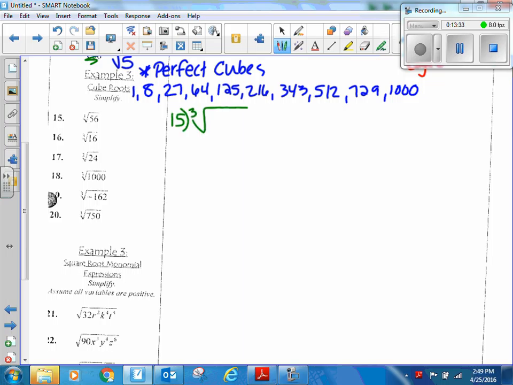I have the cubed root of 56. Well, 56 is not a perfect cube, so I need to think. Again, if you need to, start writing out the factors of 56 and find the highest perfect cube. If you notice, we can split this into the cubed root of 8 and the cubed root of 7. Well, the cubed root of 8 is 2, right? 2 times 2 is 4, times 2 is 8. And I can't do anything with this 7, so this 7 just stays under the radical, and this would be my simplified answer of the cubed root of 56.